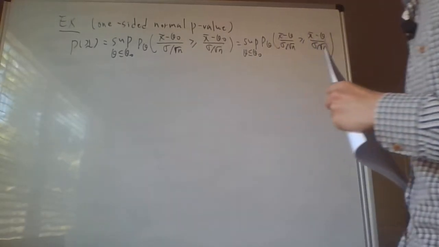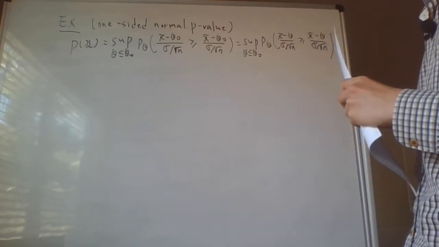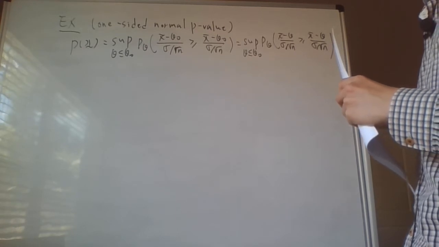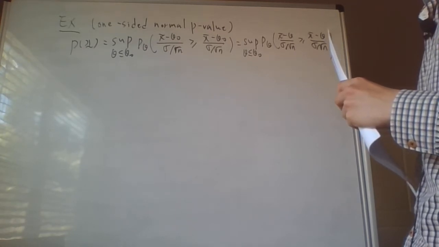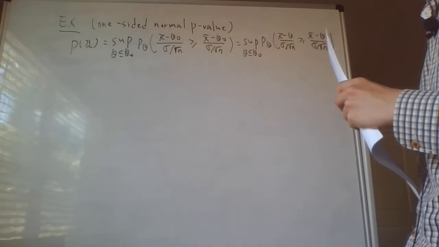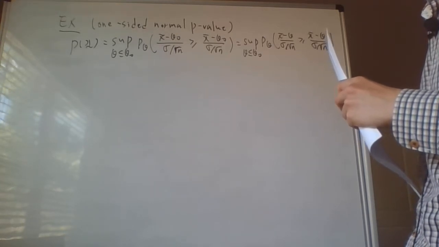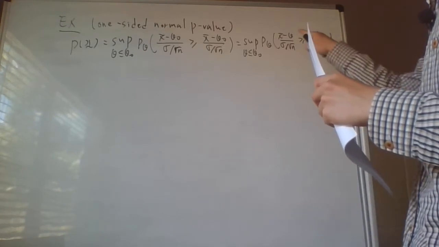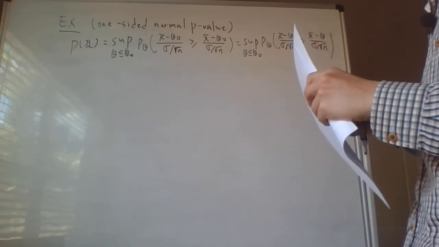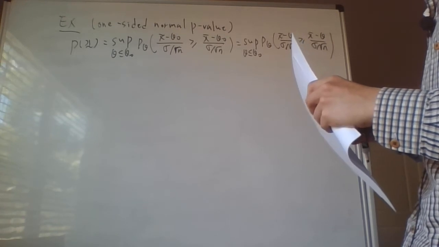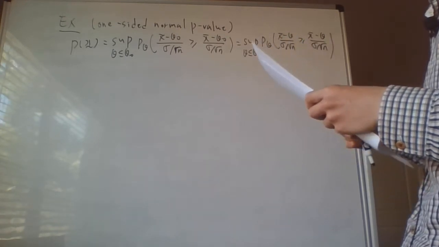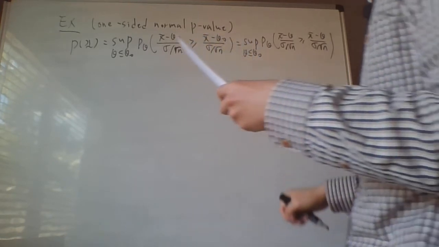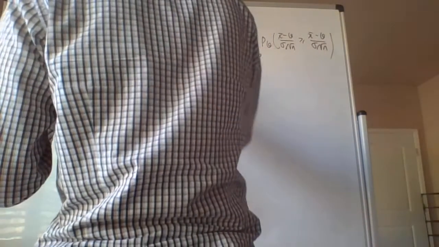So we can have this expression: the supremum over theta less than or equal to theta 0 of the probability that x bar minus theta 0 divided by sigma over square root n is greater or equal to the realized sample mean minus theta 0 divided by sigma over square root n. Then we can change this theta 0 to theta, because this probability depends on theta.